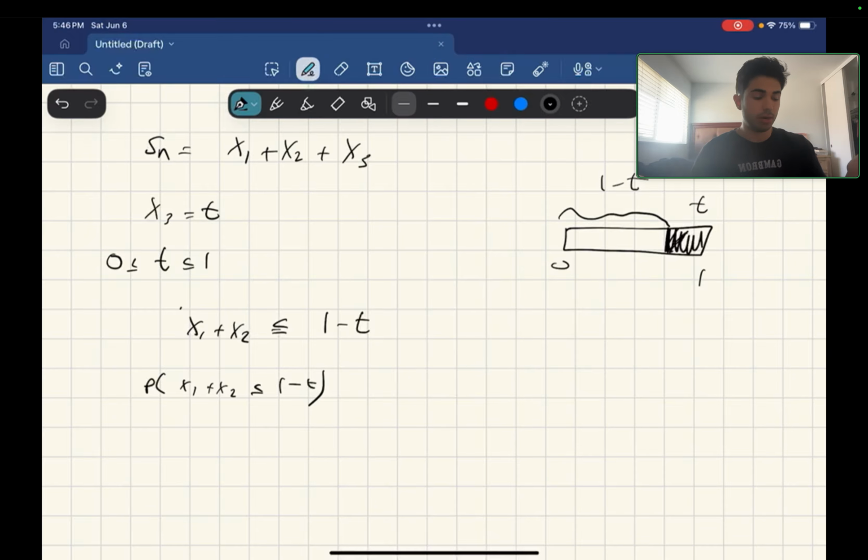And there are n minus 1 terms, right? If we had 3 terms, we have to scale 2 of them by 1 minus t. Okay?